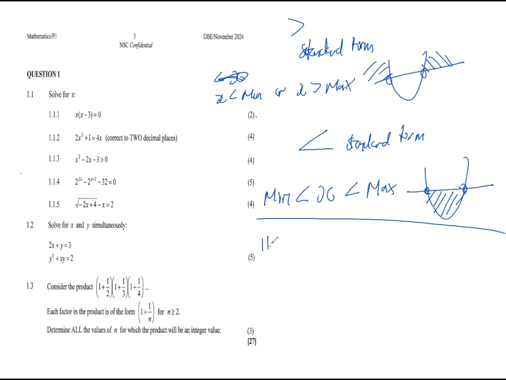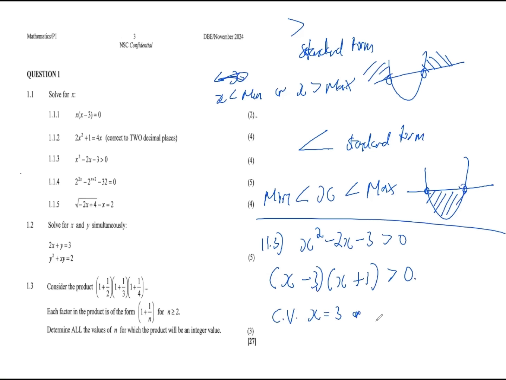So for 1.1.3, we are going to say this is x squared minus 2x minus 3 greater than 0. We can all agree that it's easier to factorize this because the only factors of 3 are 1 and 3. So we'll have (x minus 3)(x plus 1) greater than 0, right? Now, obviously, your critical values will be what? x will be equal to 3, or x will be equal to negative 1. But because we are dealing with inequalities, you should not leave your answers as the critical values. This is the point where you should write it in correct format.